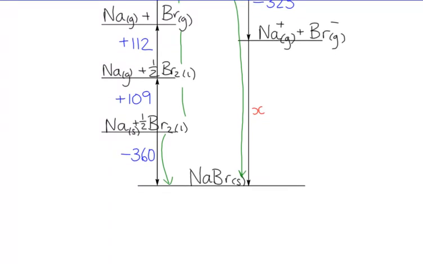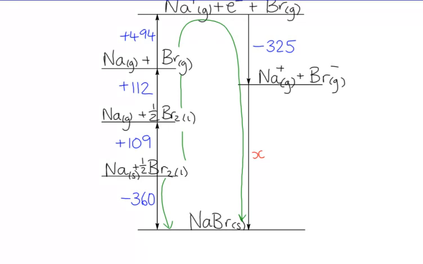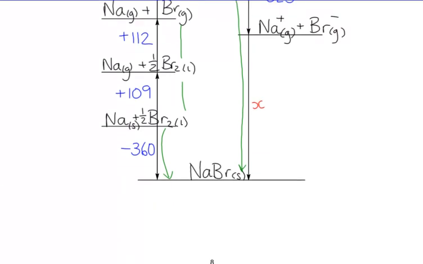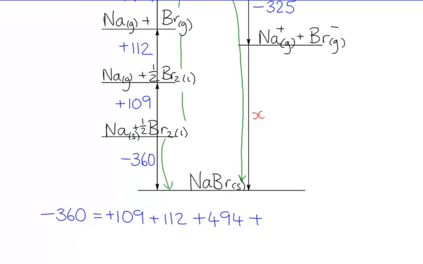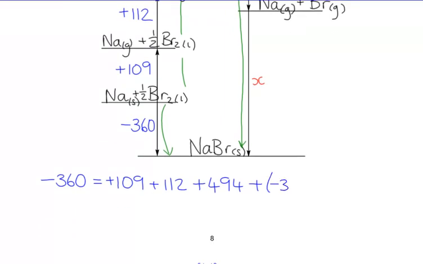So we can write down our numbers. We don't need to write down all the symbols, we can just write down the numbers. So our direct route was minus 360. We followed that arrow down. That is also our anti-clockwise arrow. And then we're going round that cycle, 109 plus 112 plus, follow that arrow up, 494. We're still following the arrows, so although the arrow's coming down, we're following it, so we're plussing what's written on the arrow. So we're plussing minus 325 plus whatever that arrow is.